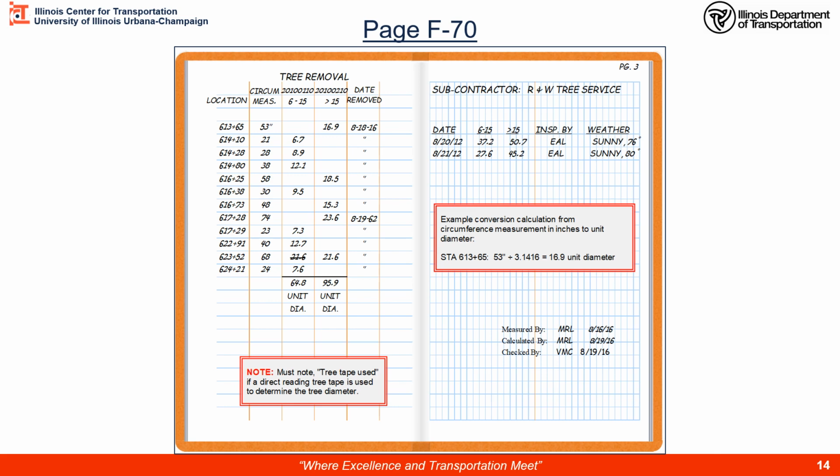Here we have summarized from perhaps some additional pages in the back, some subcontractor removal work. Again, there should be a table with station, location, measurements, what type of tape was used, whether it was a normal tape or a tree tape. So that's documented of what type of tape was used. And then this is summarized for payment here.